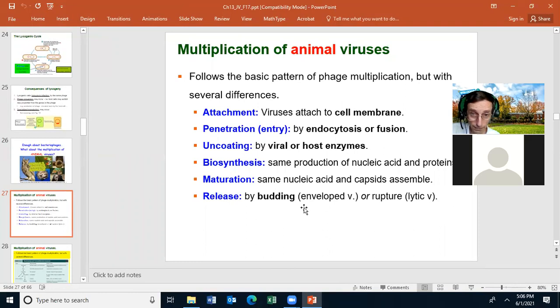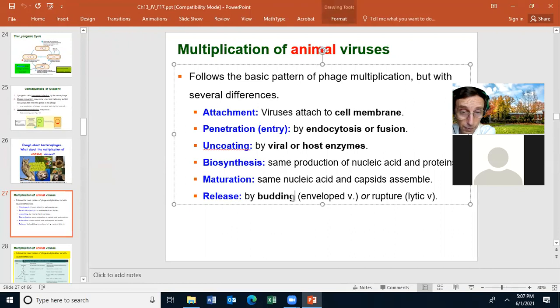There's the budding life cycle, and we'll talk about that, where the virus replicates in the cell, and then it buds out of the cell. And when it does that, it mostly does not kill the cell. The enveloped viruses follow the budding life cycle, and we will learn why in just a few slides. There are a few other life cycles, but we're not going to focus on them. They're very similar to the budding life cycle.